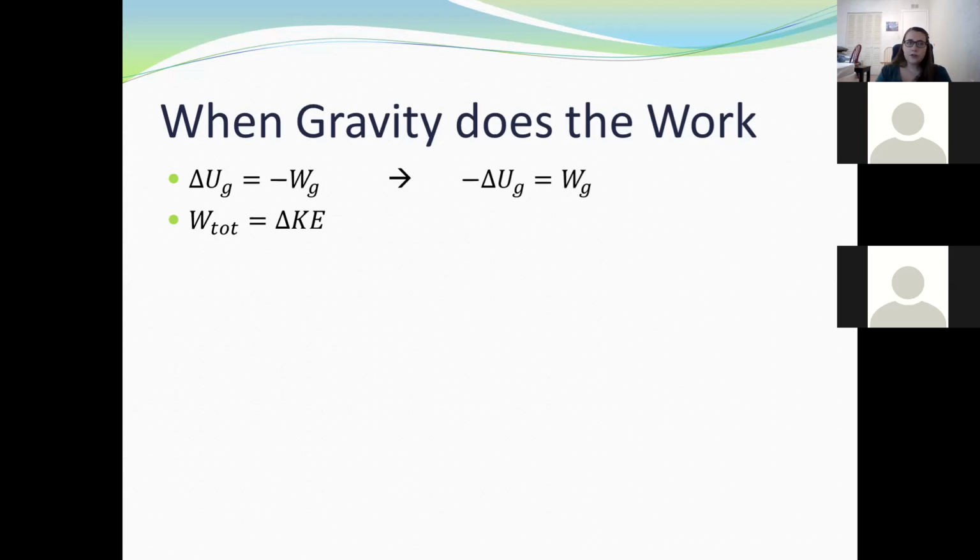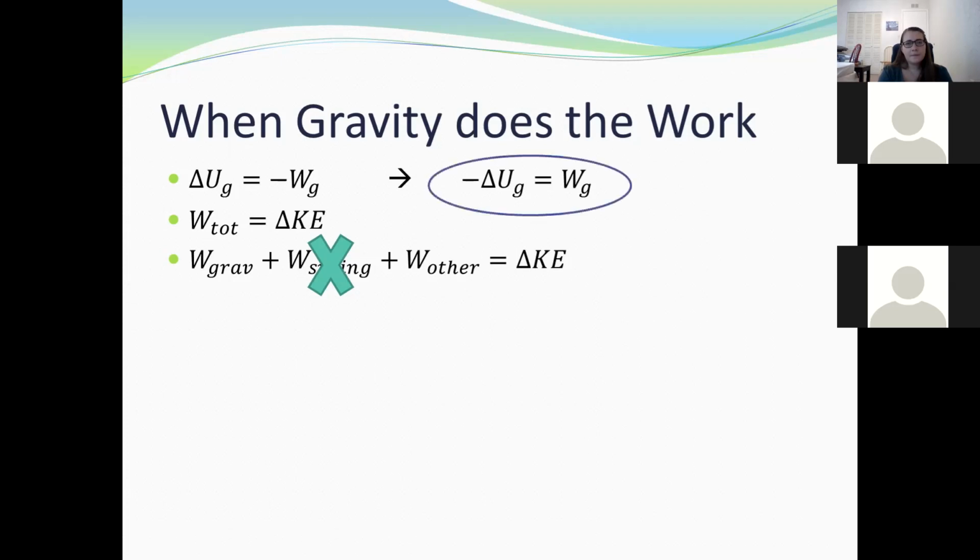We also had mentioned earlier that the total work done equals the change in kinetic energy. And previously we had also mentioned that the total work is from all of the forces that are acting on a particular object. So we could have work due to gravity, work due to springs, work due to other things like friction or applied forces or air resistance. I haven't taught you about springs yet, so we're going to put a pin in that and save that for later. And same thing with the other stuff. We'll get into that more later.